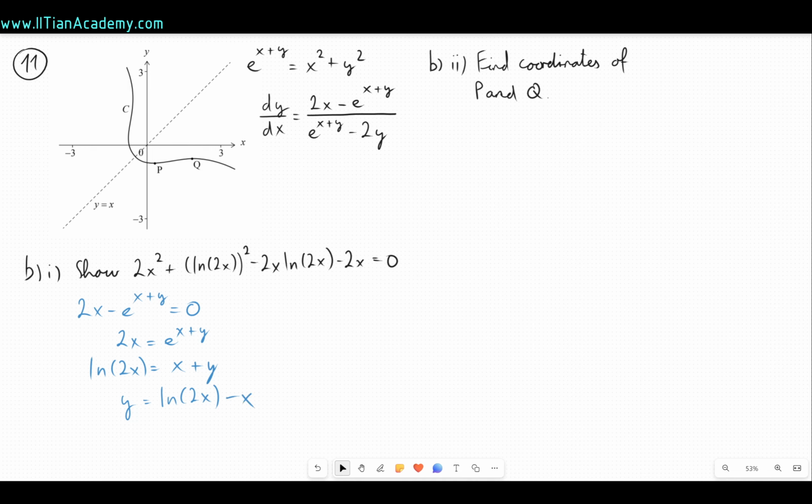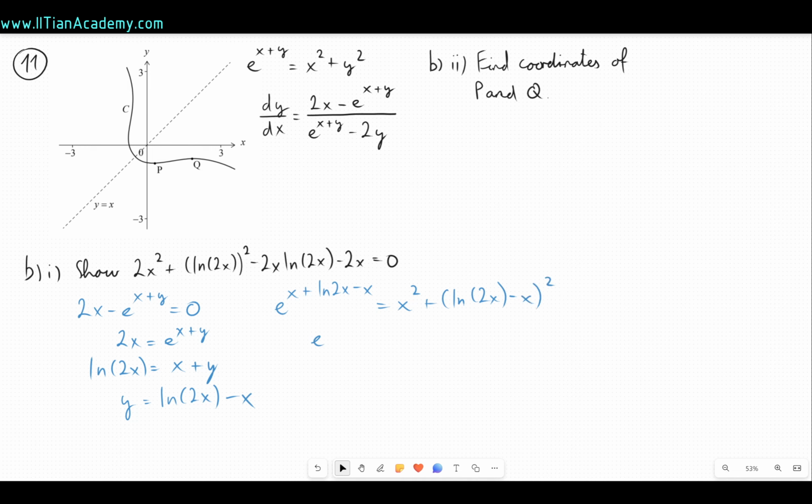And we know from the original formula in the question that there's this formula for y. In this expression there are no coordinates of y here, so we need to do some more substitutions. We can plug this value of y into the original equation that was given. So what we'll have is e to the x plus ln 2x minus x being equal to x squared plus ln 2x minus x squared.